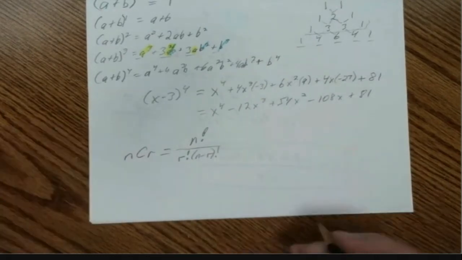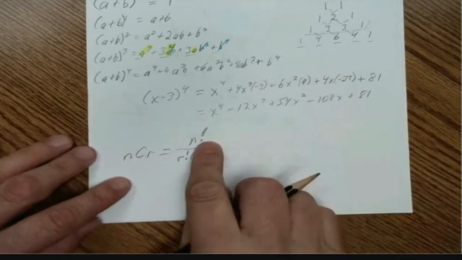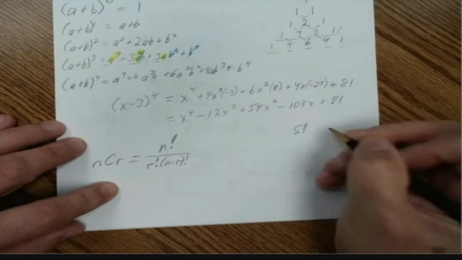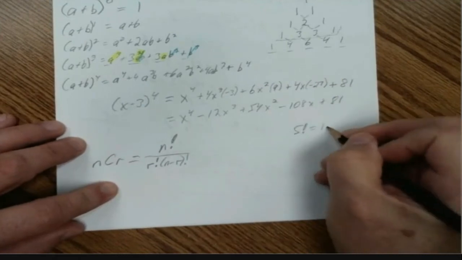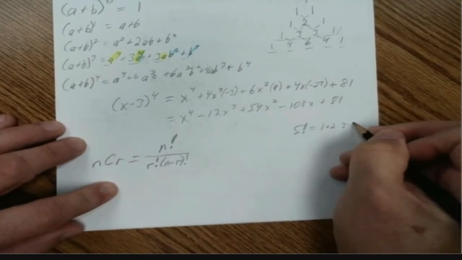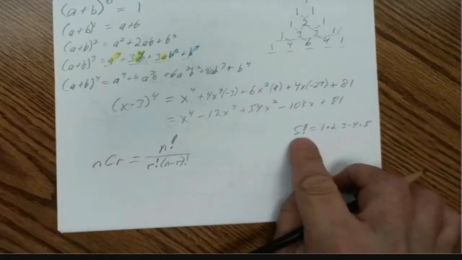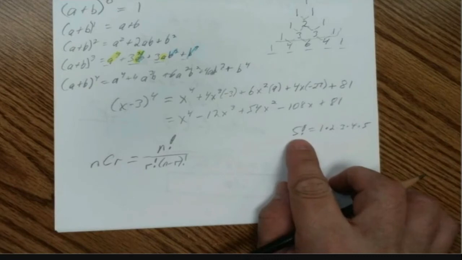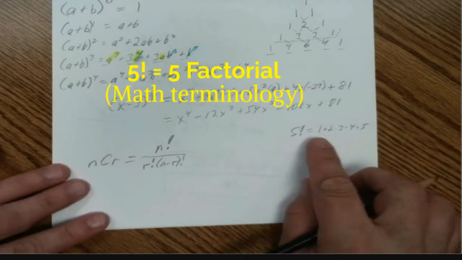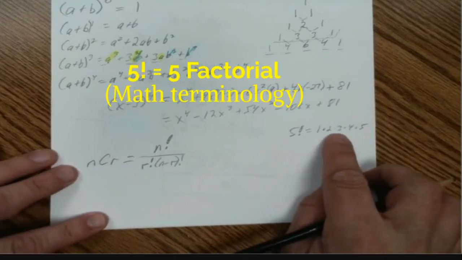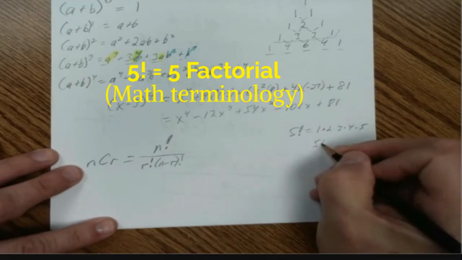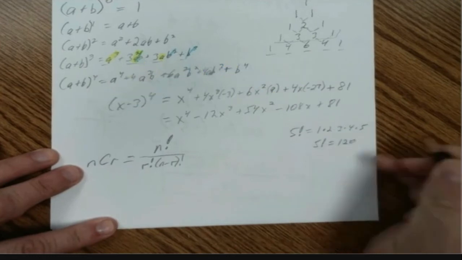Right? And let's have a reminder of what the exclamation point is. If I have 5 with an exclamation point after it, that's equal to 1 times 2 times 3 times 4 times 5. That means you multiply every number from 1 up to that number times each other. So 1 times 2 is 2, times 3 is 6, times 4 is 24, times 5 is 120. So 5 factorial equals 120.